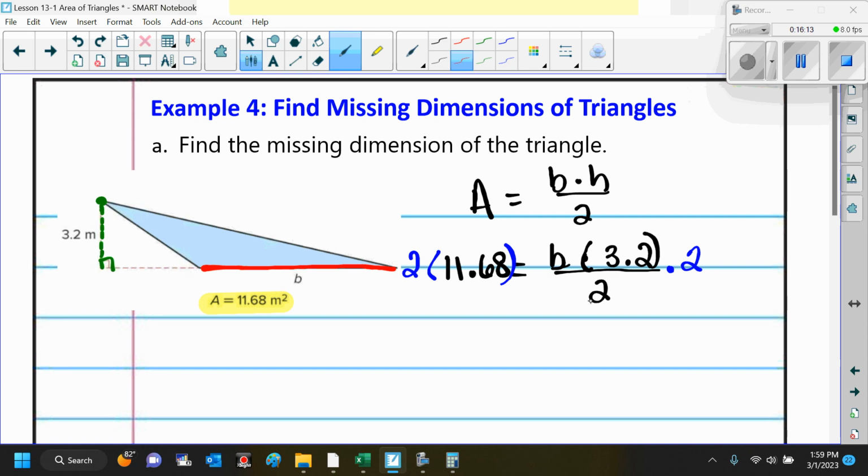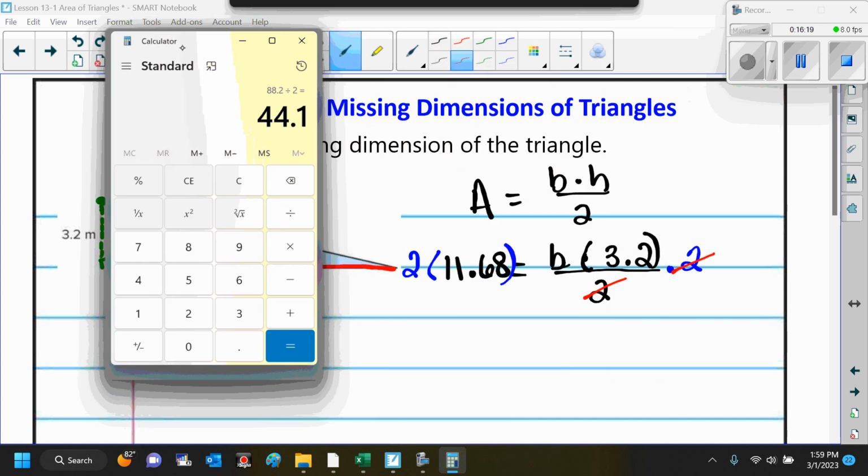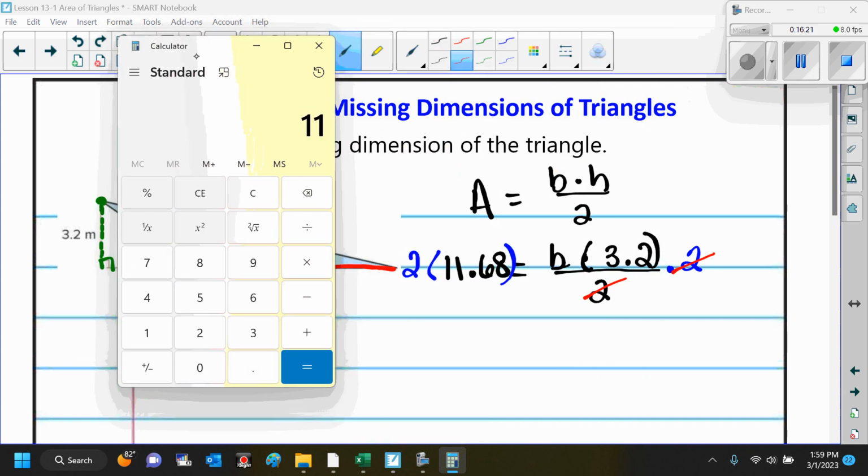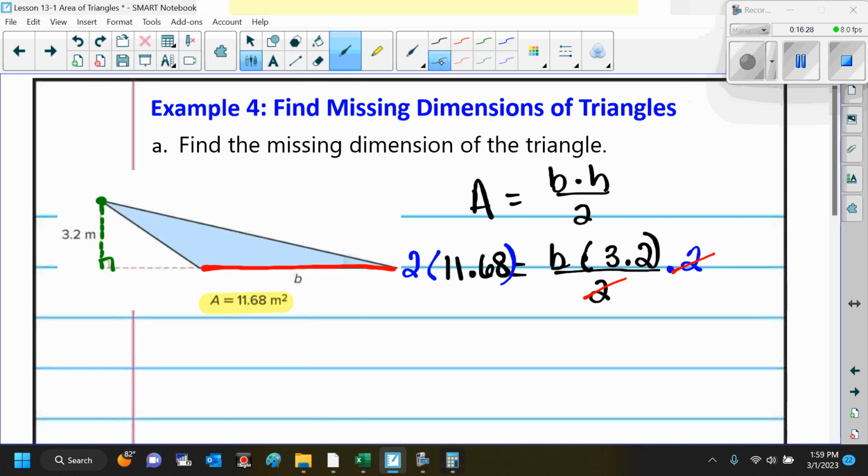So on this side, this 2 and this 2 cancel. Those cancel out to 1. And then we've got 11.68 times 2. That gives us 23.36. So 23.36 goes here. And then we've got B times 3.2.